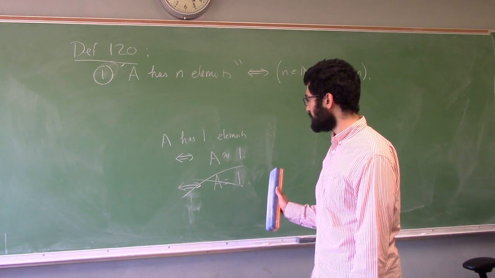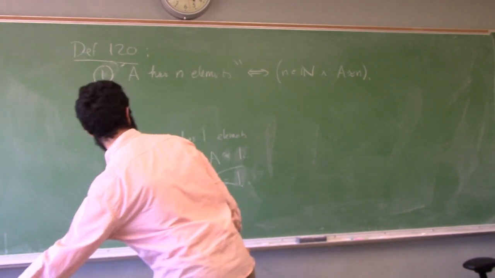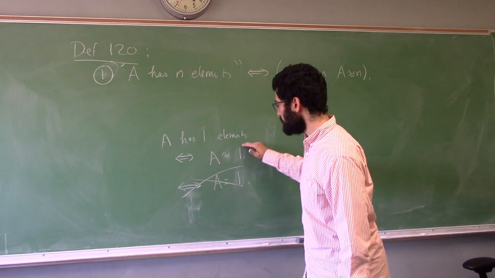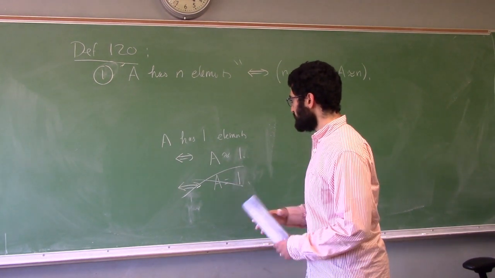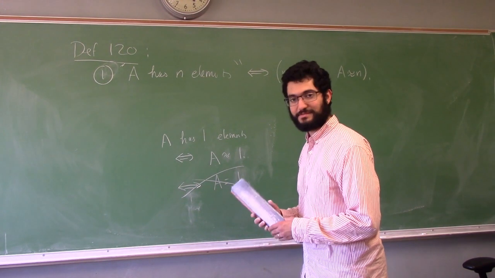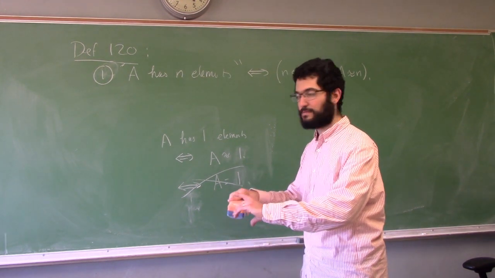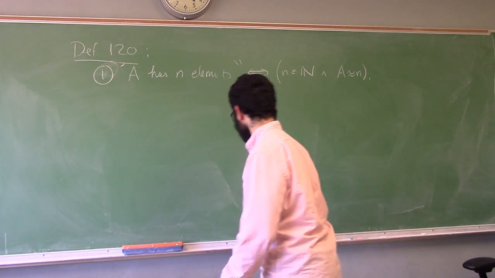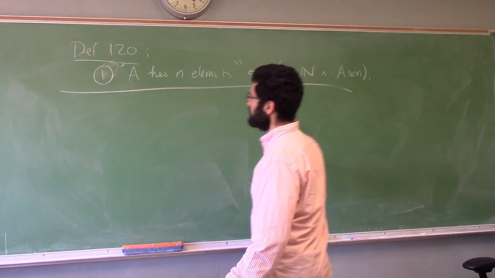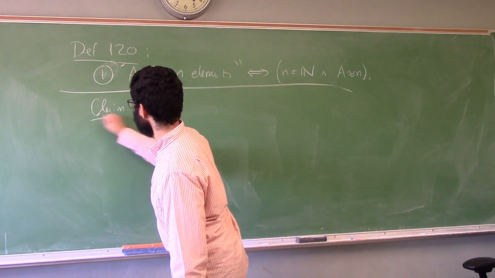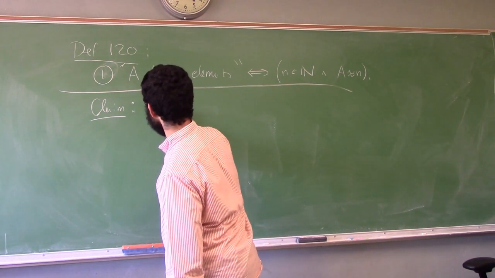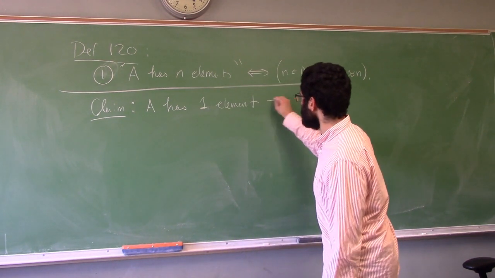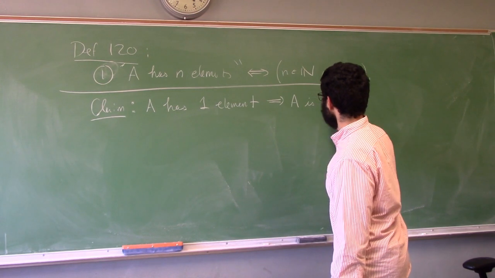Let's see if we can prove this. I think this will be a good exercise to do on the chalkboard right now. Let's see if we can prove that having one element means that you're a singleton, that you're a set consisting of exactly one thing, that you can be expressed as a singleton. Let's prove that. There's more to this definition coming up, but first, let's just prove this claim. A has one element. It's really an if and only if, but let me just do one direction. Implies A is a singleton.